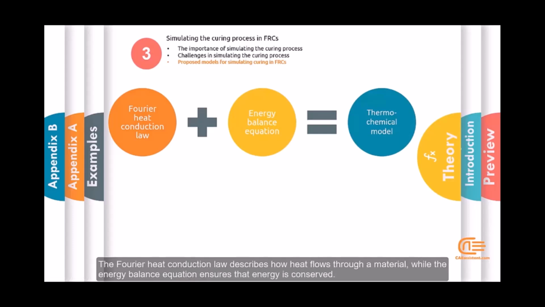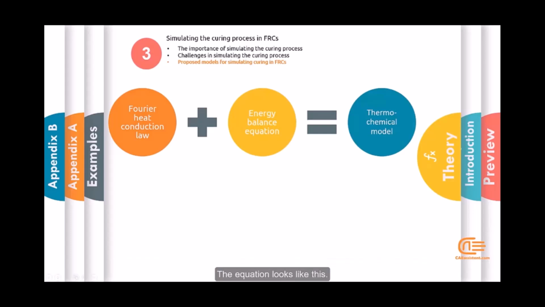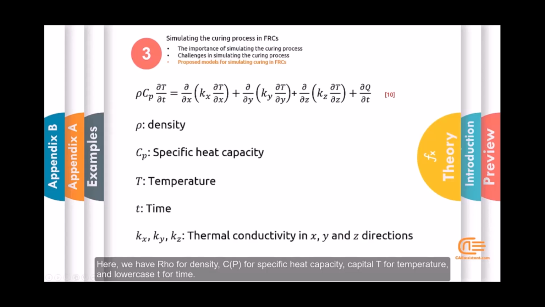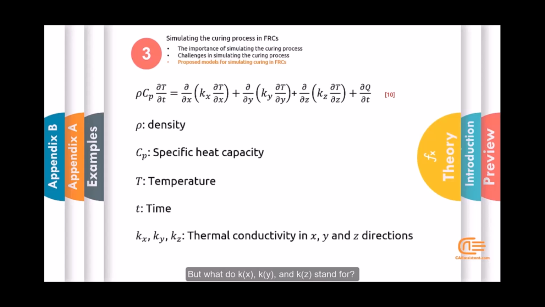The Fourier heat conduction law describes how heat flows through a material, while the energy balance equation ensures that energy is conserved. This way, we have a thermochemical model that predicts the behavior of a system involving heat transfer and chemical reactions. The equation looks like this. Here we have rho for density, Cp for a specific heat capacity, capital T for temperature, and lowercase t for time. But what do Kx, Ky, and Kz stand for?